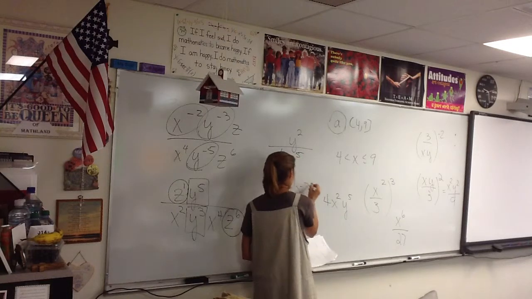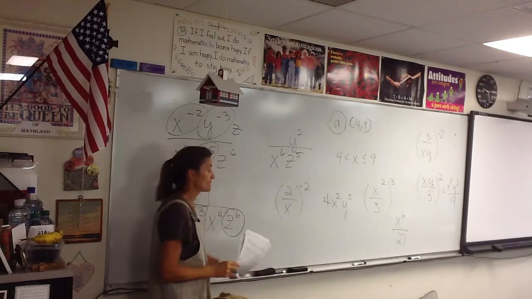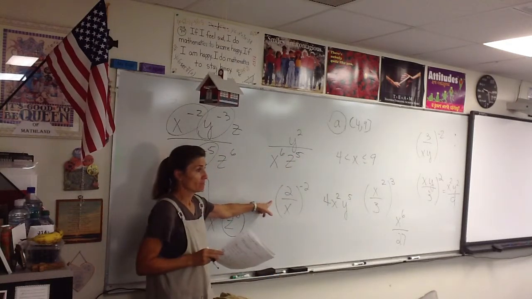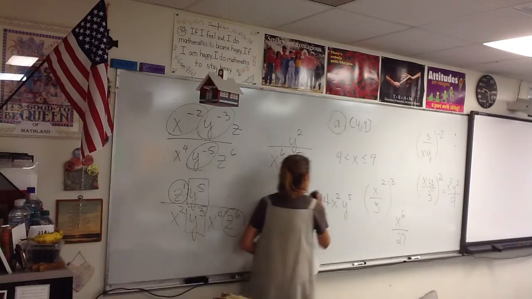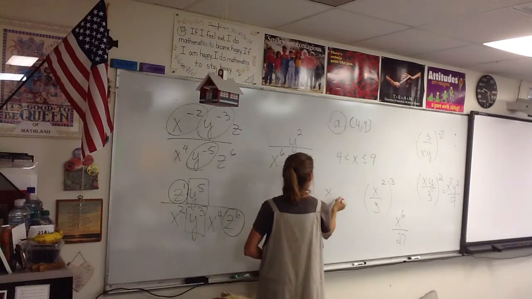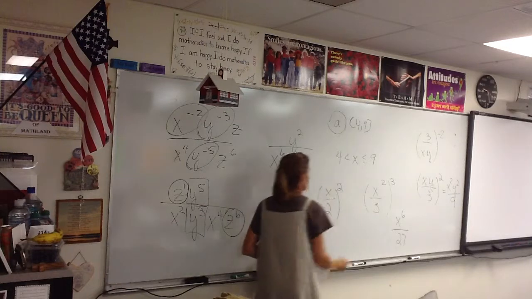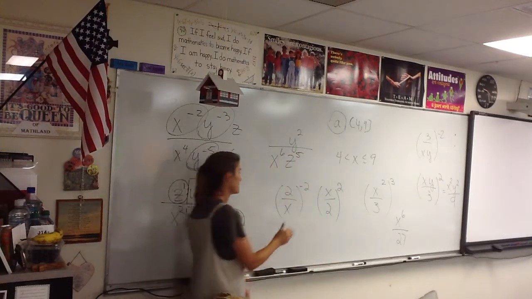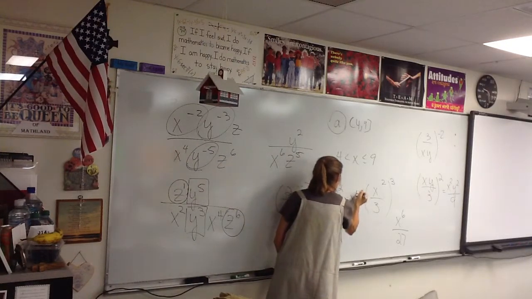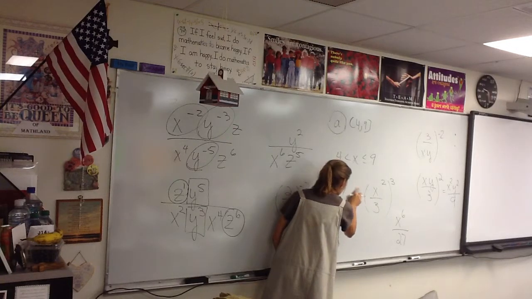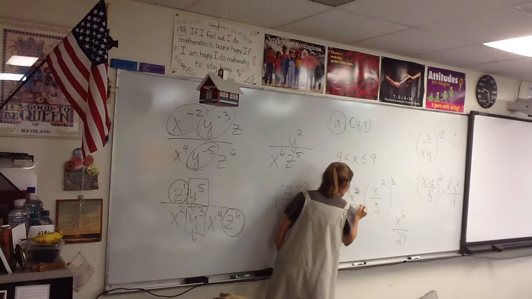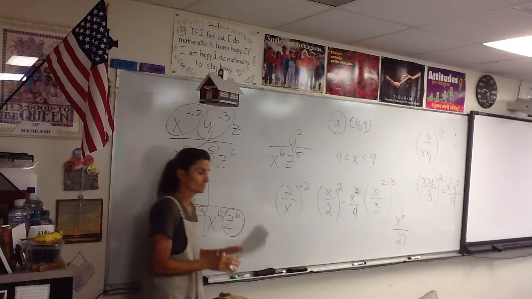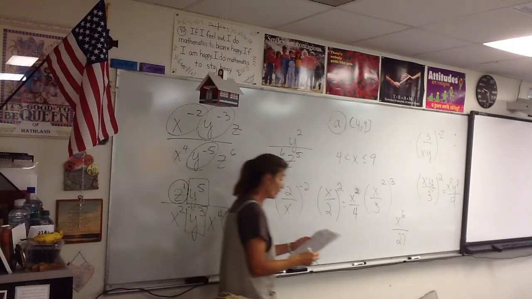All right, last one. Step 1, you better know it. Flip it. That guy's going to flip, and he's going to become x over 2 to the second. So the answer is x squared over 4. You guys are my hero.